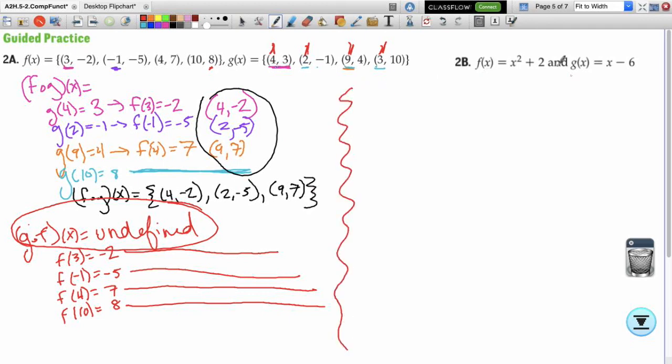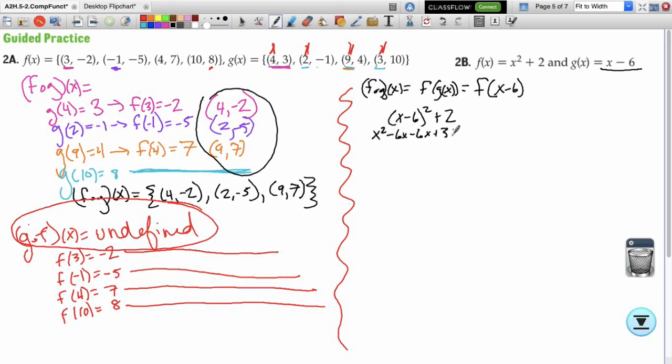Take a second, solve this one. I'll do it silently, and then we'll discuss. So instead of x squared, I'm going to put x minus 6 squared plus 2. Now I'm going to solve this out. So right now, folks, this is f of g of x, okay?